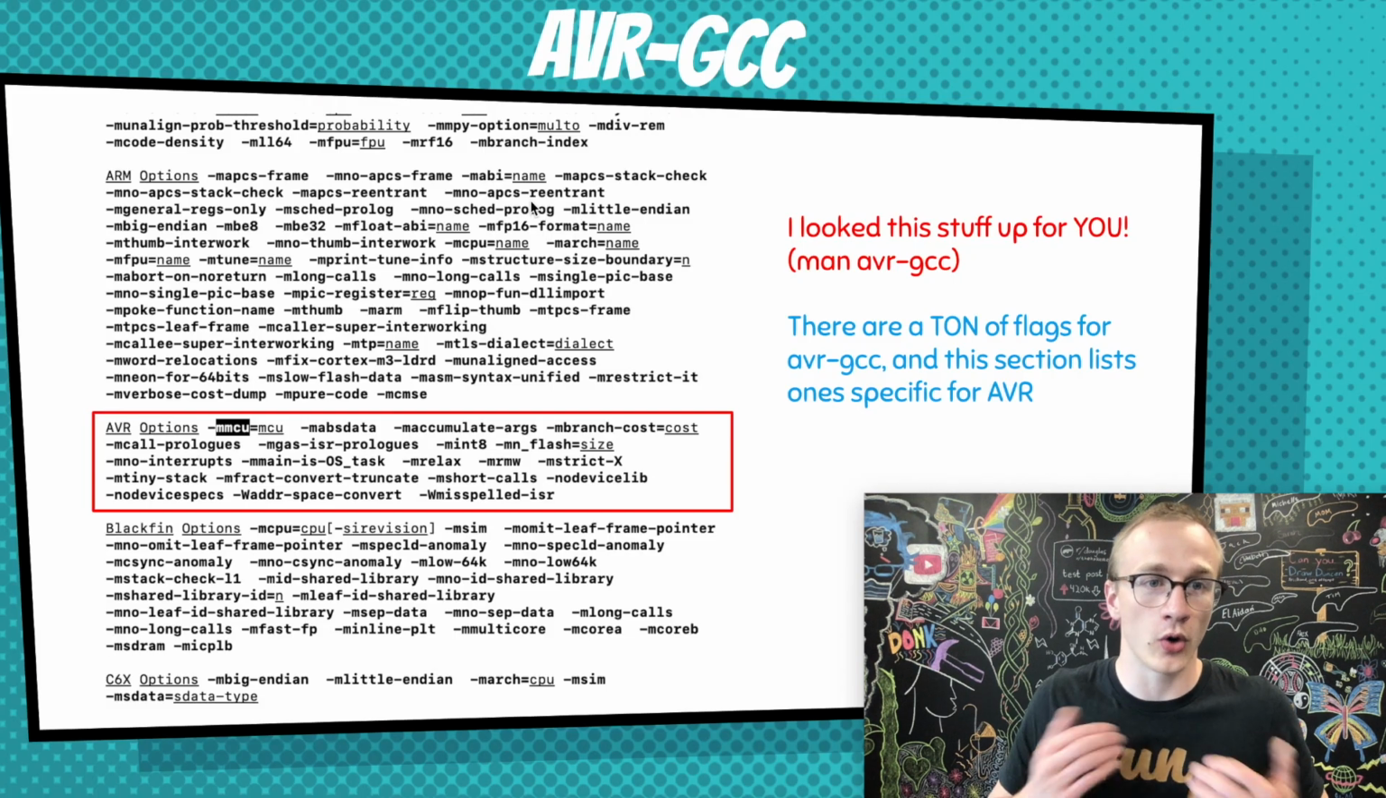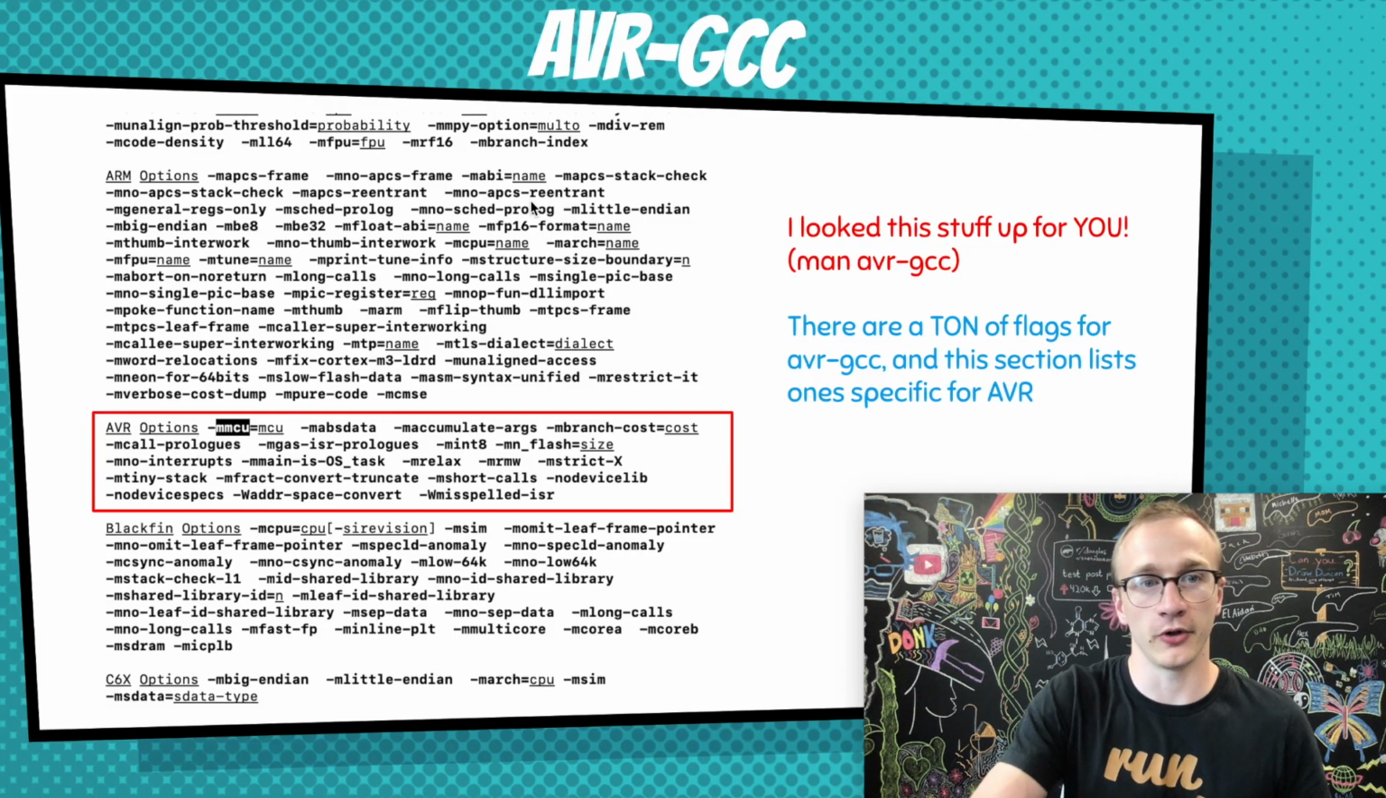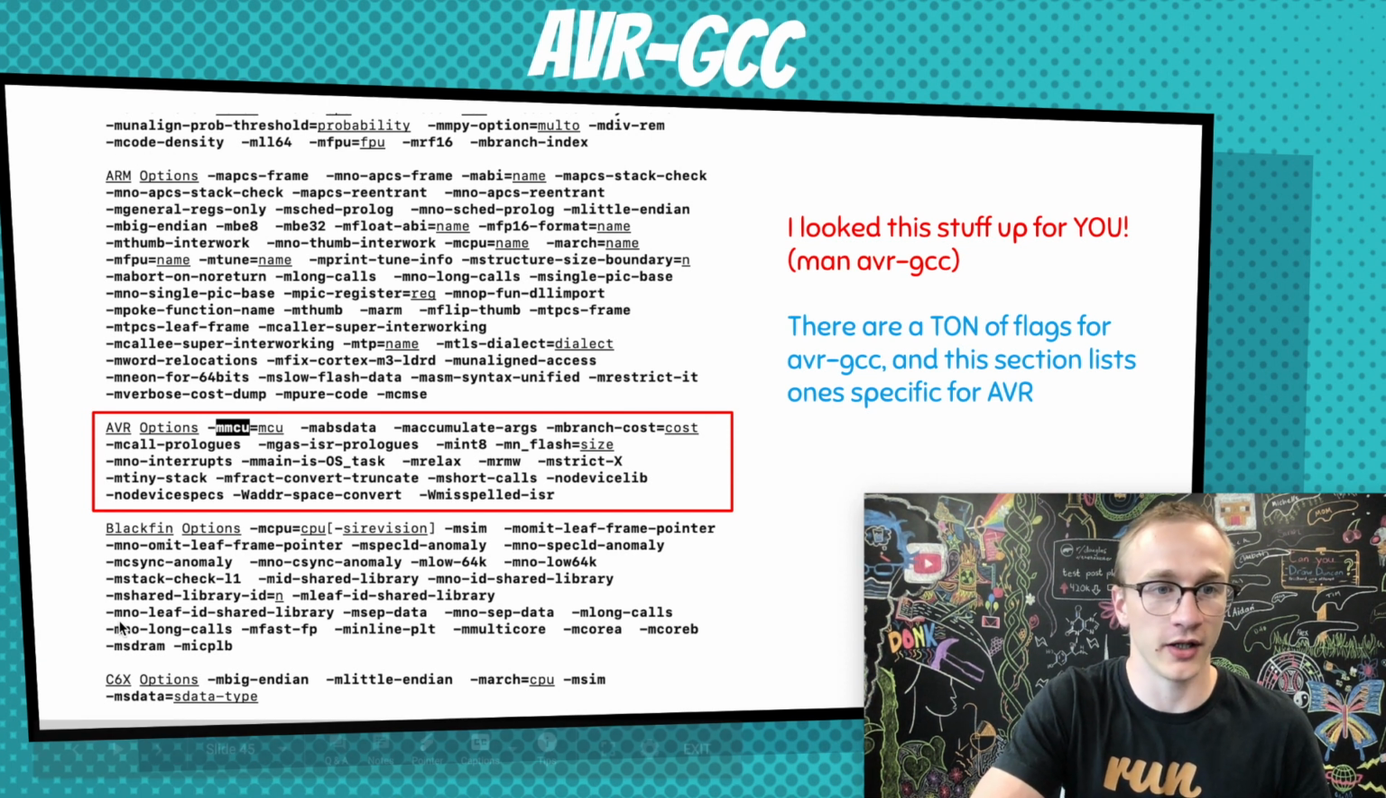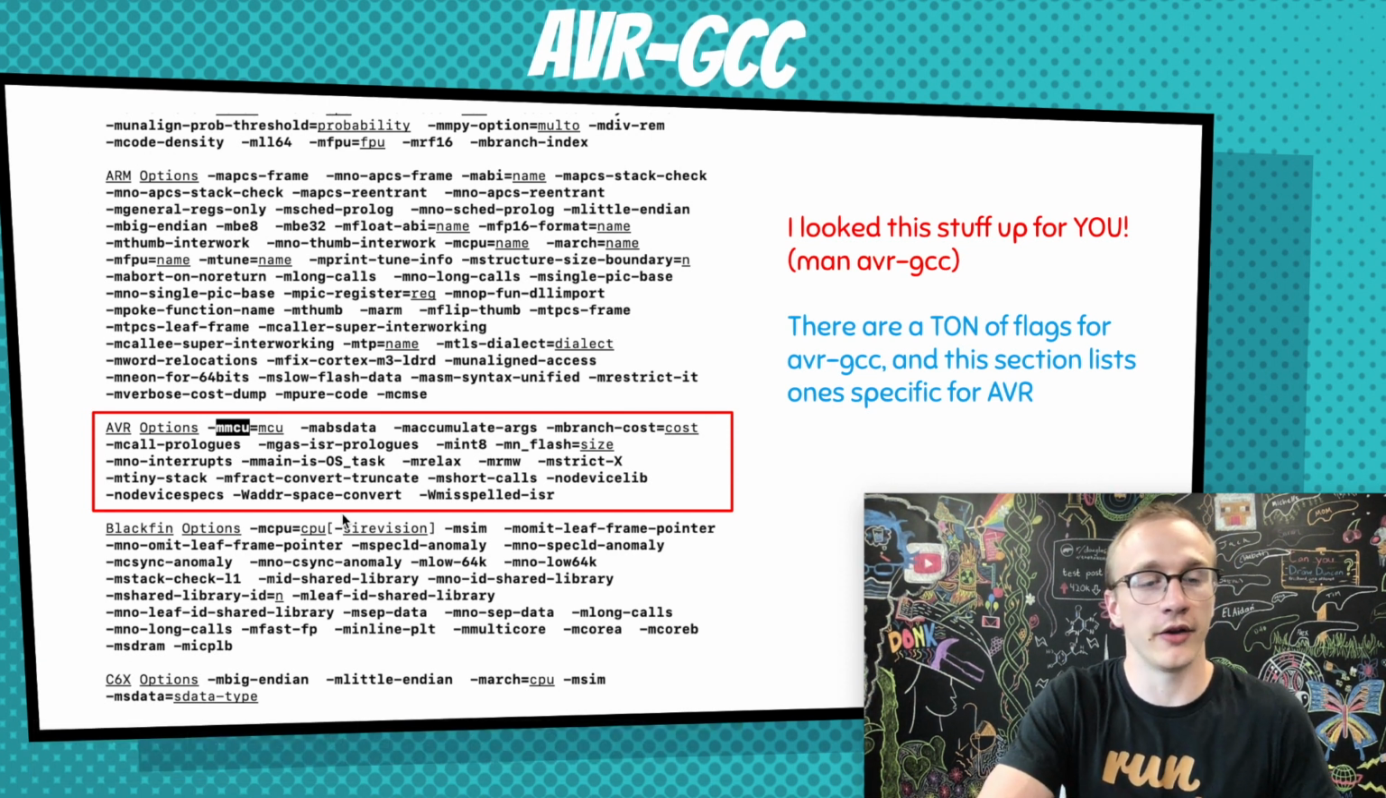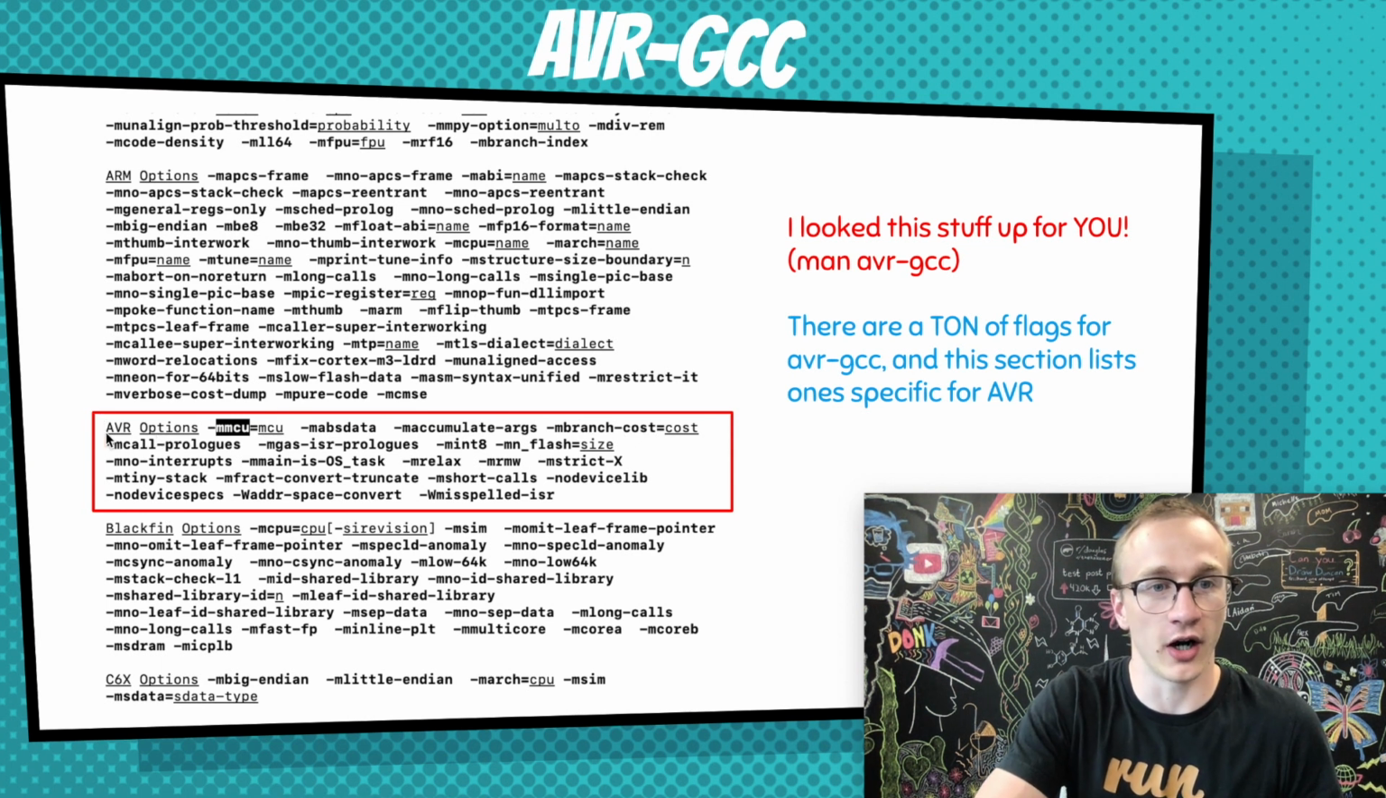AVR-GCC works for more than just AVR-based microcontrollers. You can see that there's also some ARM-based options, and we've got Blackfin and C6X, but the part that we really care about is AVR, and it gives us a little description of some of the flags that you can use when you're compiling AVR code. The one that we care about mostly is this first one, which is -mmcu.